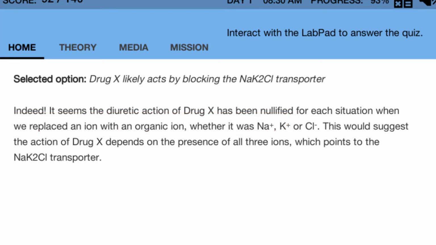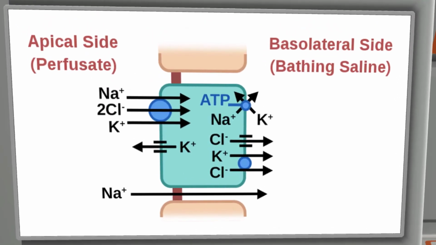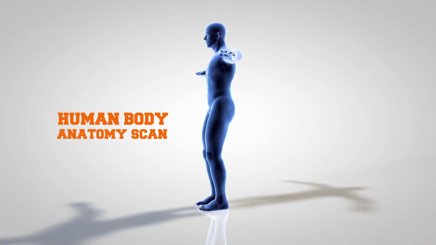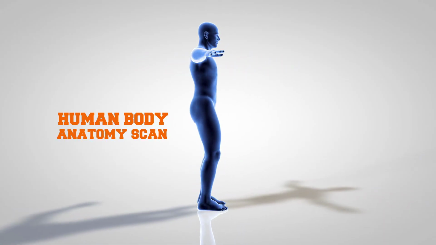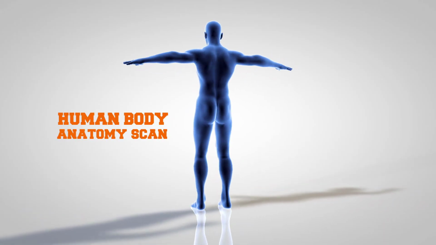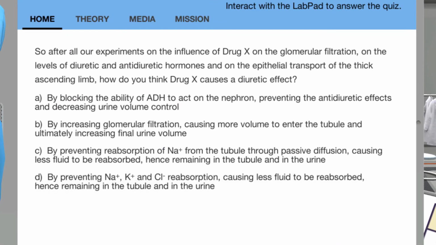Indeed, it seems the diuretic action of drug X has been nullified for each situation when we replaced an ion with an organic ion, whether it was sodium, potassium or chloride. This would suggest the action of drug X depends on the presence of all three ions, which points to the sodium-potassium 2-chloride transporter.